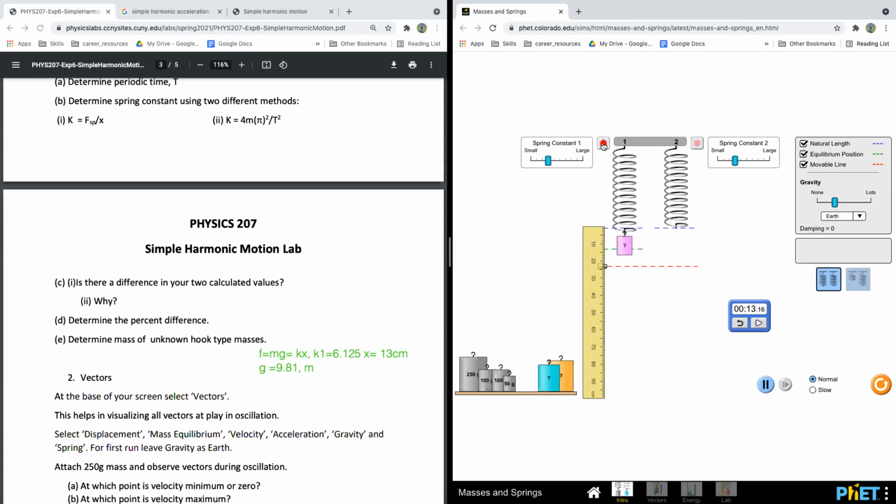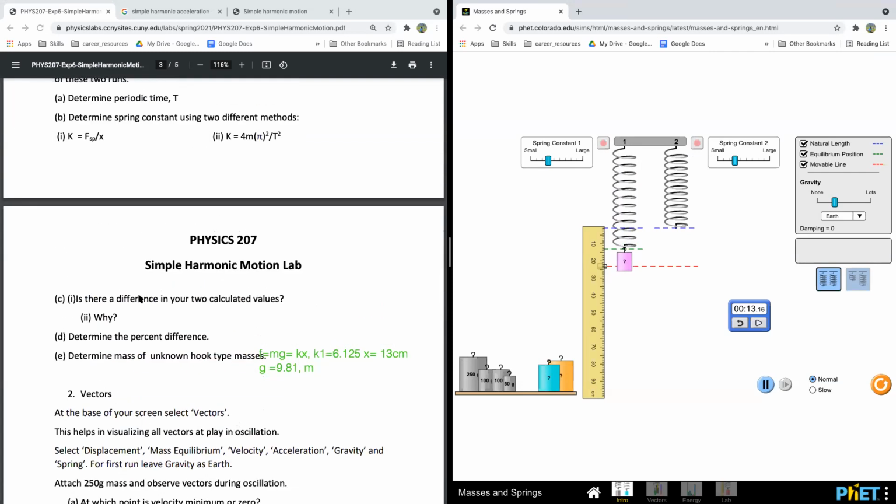Okay, any questions for this one? I have a question regarding figuring out k via the force of the spring divided by x. The force of the spring divided by x is minus kx, you mean? Right. The force of the spring is minus kx, divided by x just gives us our k. But I'm not sure what we're supposed to plug in for the force of the spring to calculate that particular method.